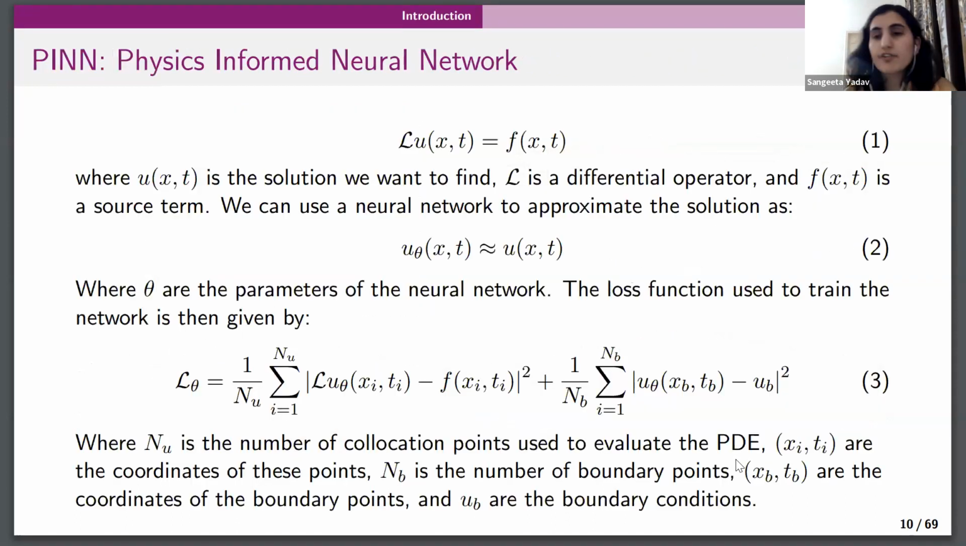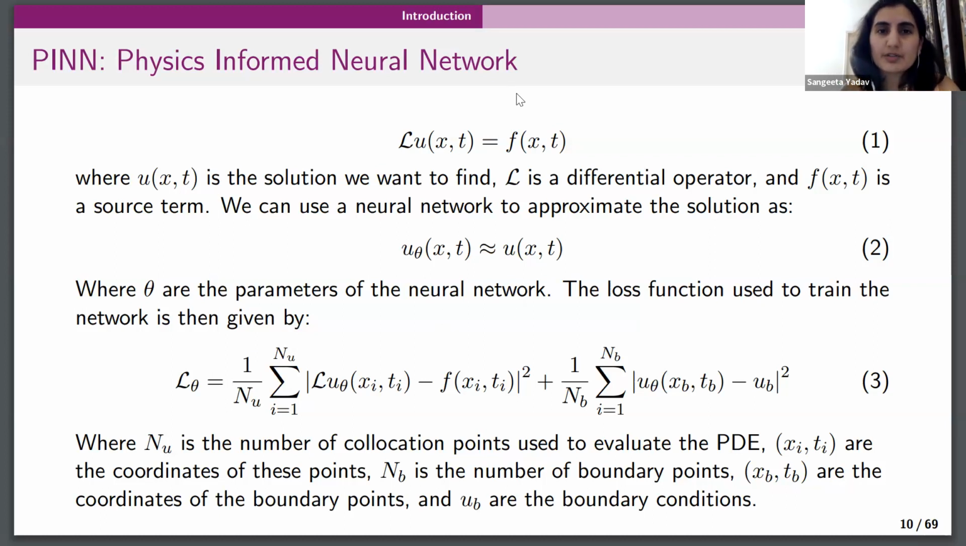The first class of methods, which we will later be using to compare our proposed technique, is physics informed neural network, which this group is very familiar with. Not familiar because this group is responsible for developing this technique.